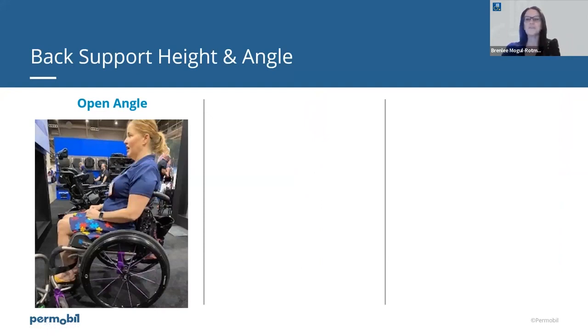So what we want to do in this part is give some practical examples of how the different features of the back supports make a difference to how our clients do what they need to do throughout the day. So we'll start with an example of both back support height as well as angle.